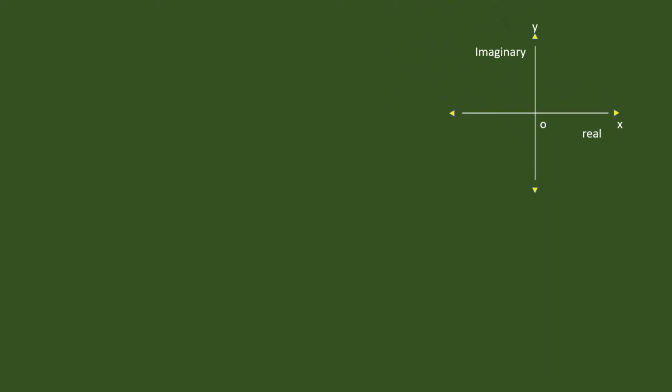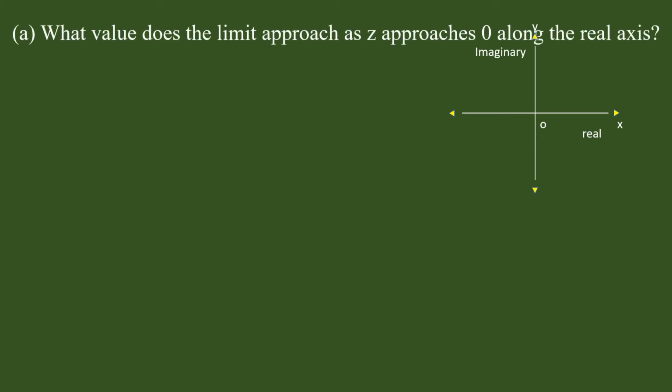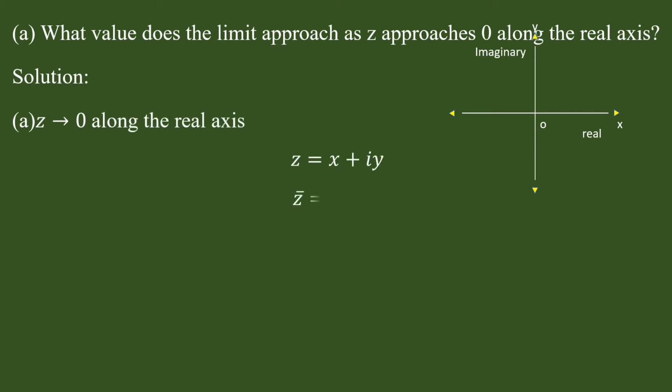So suppose in the complex plane we have given here, the x-axis is the real axis and the y-axis we define as the imaginary axis. So question A is, what value does the limit approach as z approaches 0 along the real axis? Along the real axis, y will be 0. So what we write here, z is equal to x plus iy and z bar will be x minus iy. On the real axis, y should be 0.